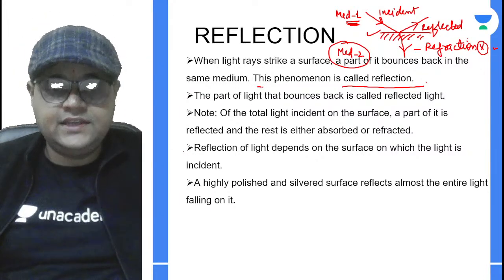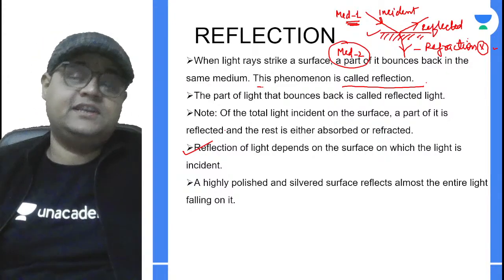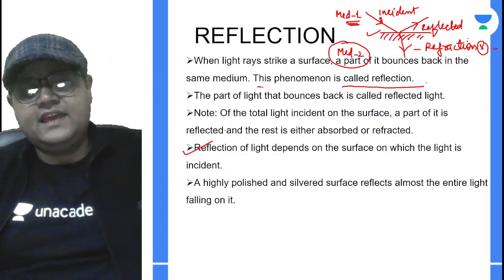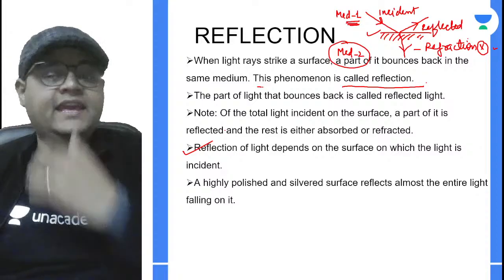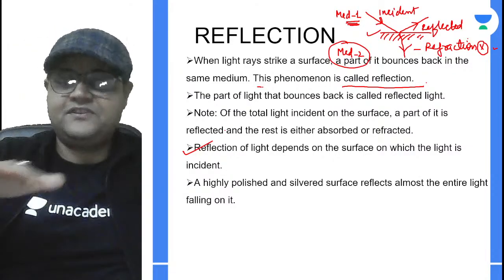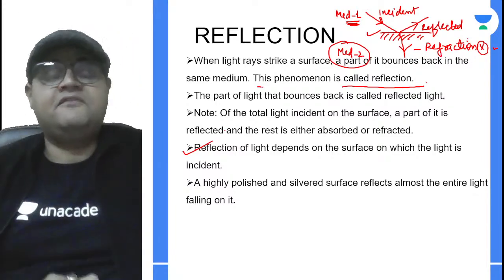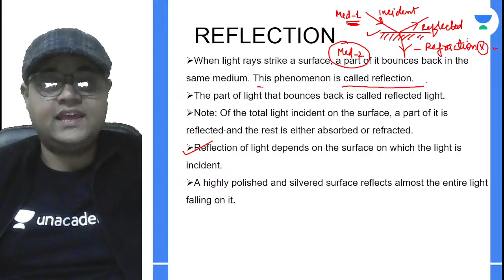Now just see this particular point. Reflection is highly dependent on the surface on which the light is incident. I have just told you, if I could increase the reflectivity, by reflectivity I mean, if I am able to polish the surface, what will happen? Maximum rays will reflect back in the same medium. This is how reflection takes place.